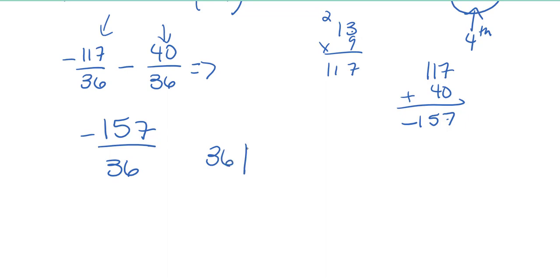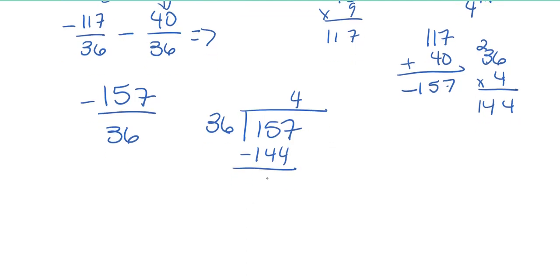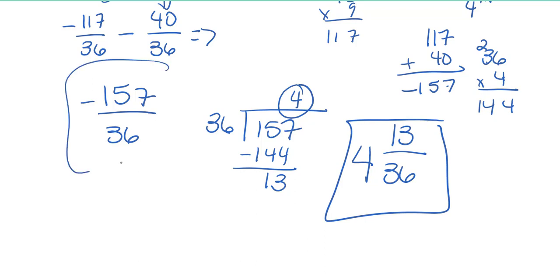So 36 can go into 157. Well, let's go 36 times 4. 6 times 4 is 24, carry the 2. 3 times 4 is 12, plus 2 is 14. So let's put a 4 above the 7. We subtract, and we got 13. So this is our whole number: 4, 13 over 36, and that's our answer. So this is our improper fraction, which got converted to our mixed number.